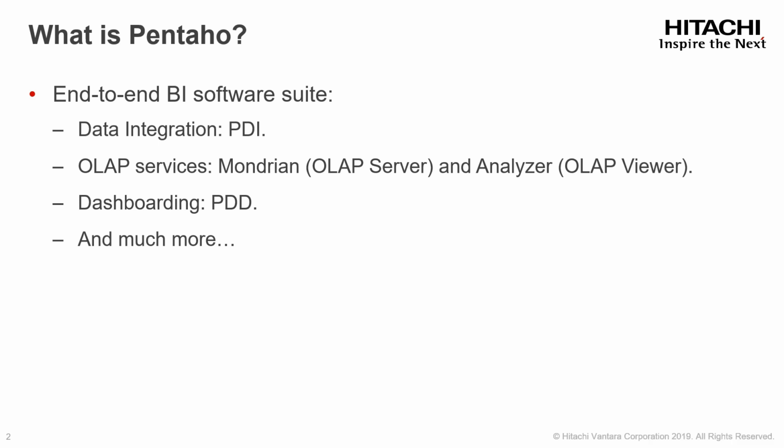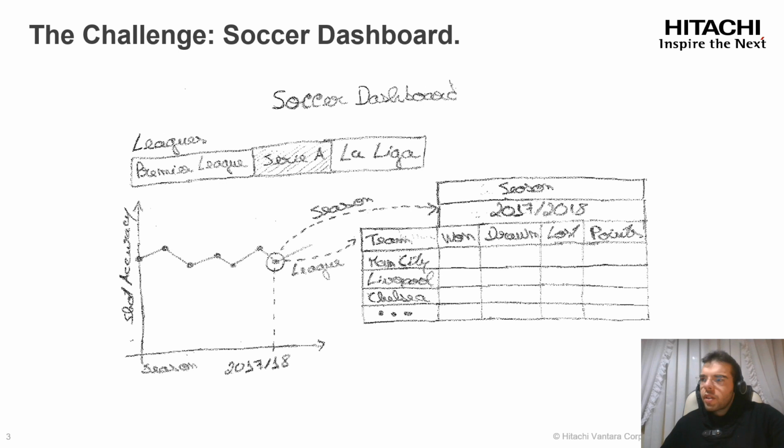and dashboard capabilities with Pentaho Dashboard Designer. So, what I want to build is a football dashboard where I can select what leagues I want to consider. And I want to build a line chart with the shot accuracy of these leagues throughout the seasons. Moreover, when I click on a particular data point, I want to populate the league table with the season and the league of that data point.